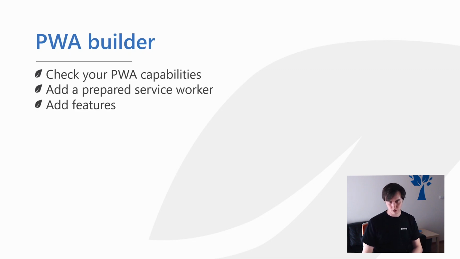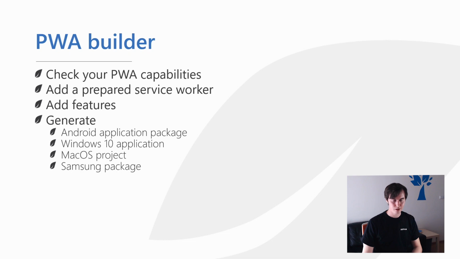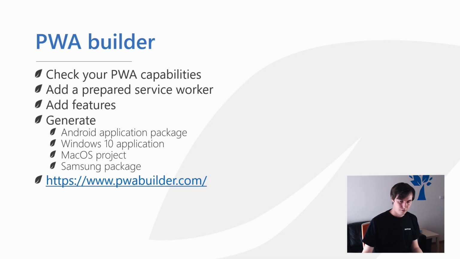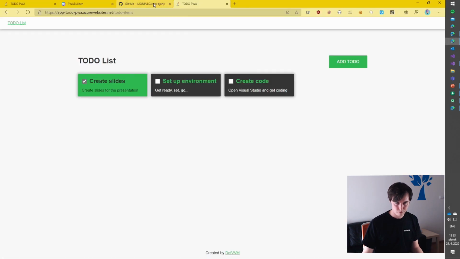You can add additional features from the website, and you can even generate the packages that you can submit to the different stores. You can see that you can generate an Android application package, an application for Windows 10, or a direct package that you can upload. You can create a macOS project, so this can even create macOS application, and a Samsung package that can be used for getting installed from the Samsung stores for example, for their TVs. You can find the application here or the website.